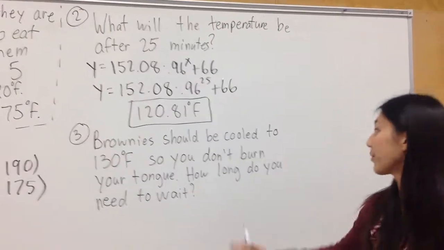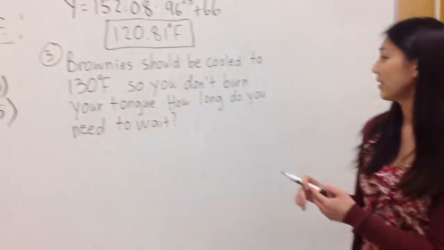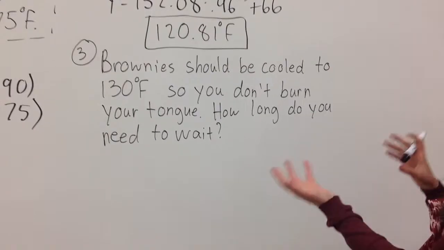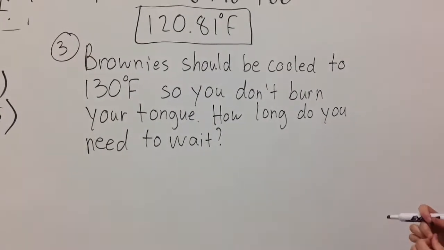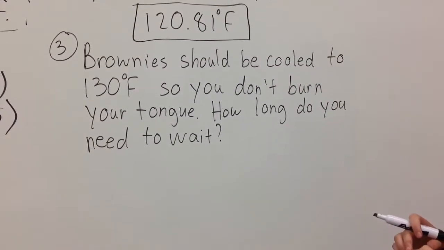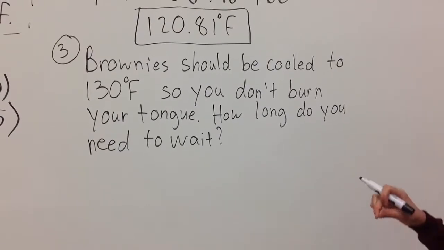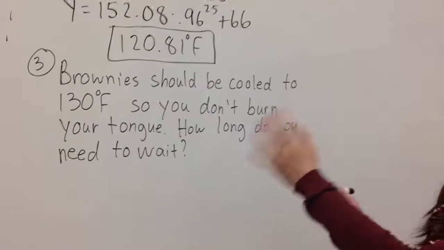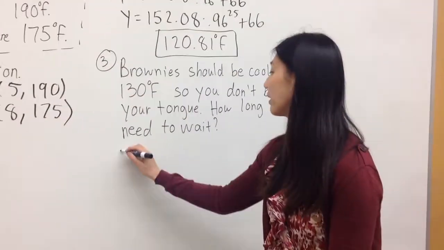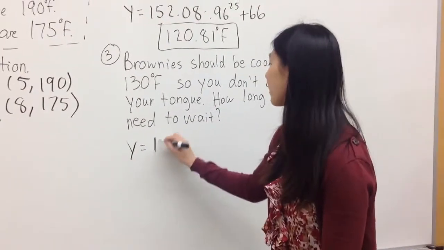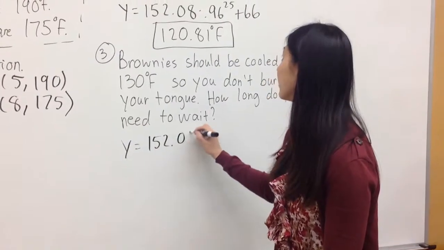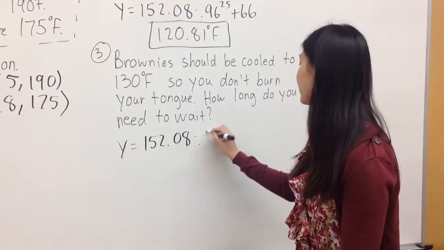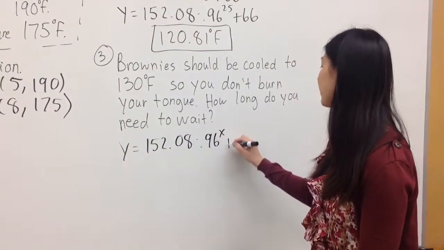All right, let's move on to number 3. So number 3, we talk about brownies should be cooled to 130 degrees Fahrenheit so you don't burn your tongue. How long do you need to wait? So we're going to use the same equation that we got in number 1. So that's y equals 152.08 times 0.96 to the x power plus 66.